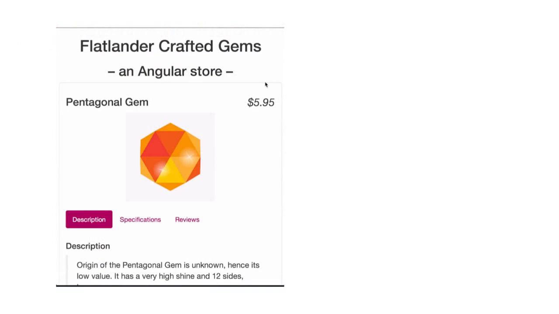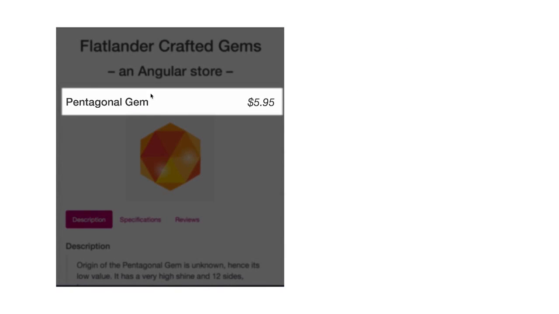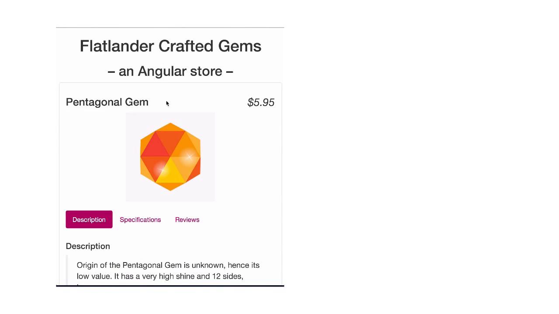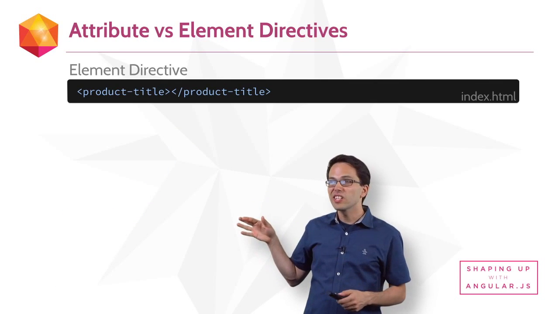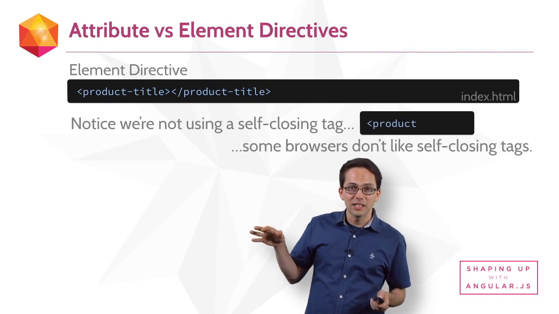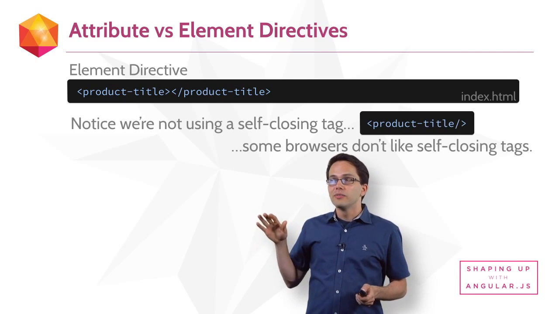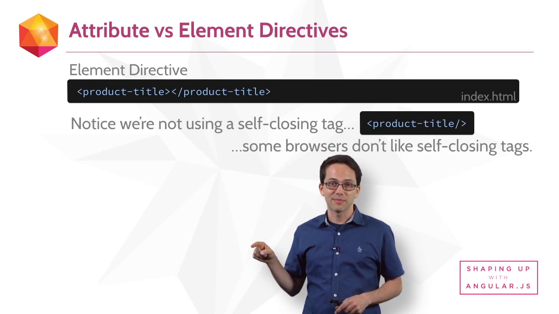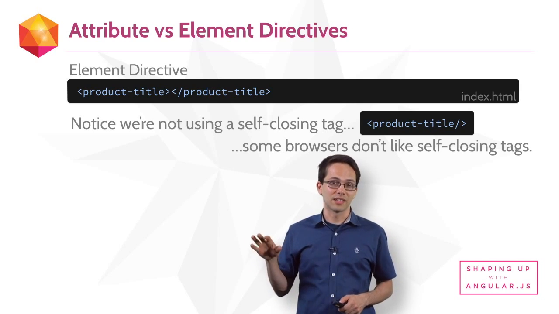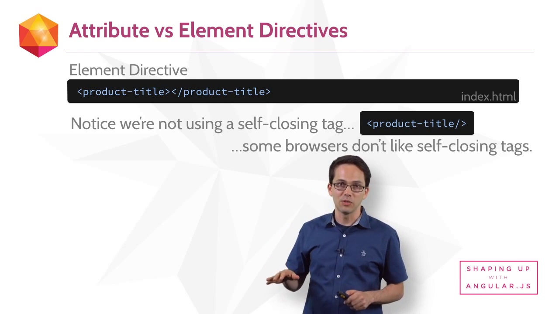Now if we jump into the web page, it should look the same, which it does, but this time it's using a directive, and our HTML is more expressive. Directives in Angular can either be elements, like you see here, and notice we're not using a self-closing tag. You might be wondering about that. We don't want to use a self-closing tag because some browsers don't like self-closing tags when using custom elements. So that's why we're not using one.